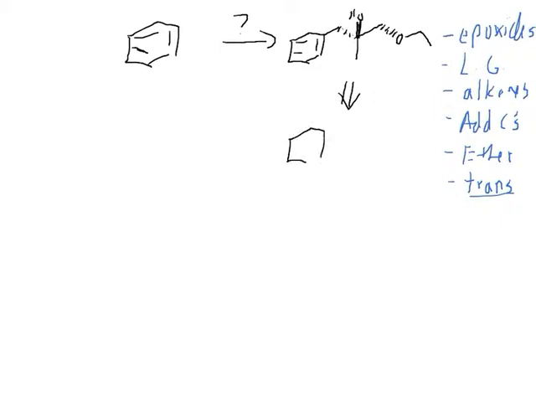So what epoxide did it come from? It came from this epoxide. Right? It came from the epoxide. All right? How do we make epoxides? From an alkene. Good. It had to come from that alkene, right?